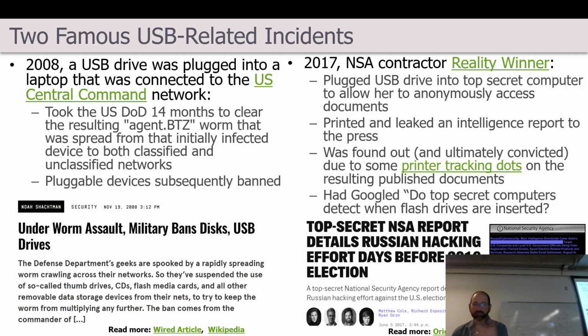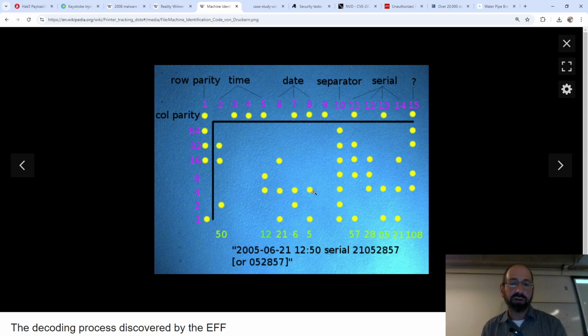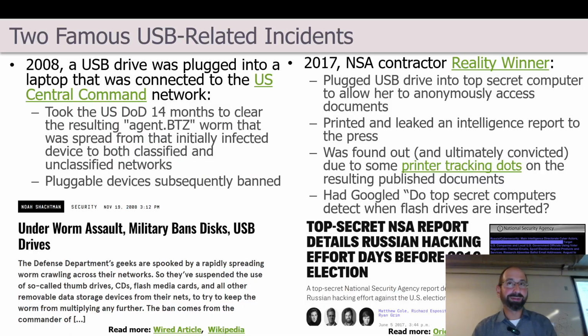And it turns out, just like there are approaches to do steganography, there are approaches to do anti-steganography as well. So once someone was aware that this would be on the printed page, there then would be methods where, as you scan it back to some other system, you can hide and modify those watermarks. But still, even when we're printing, we're not necessarily leaving entirely the cyber domain, which is an interesting takeaway. And then she also did things like Googling, do top secret computers detect when flash drives are inserted? The answer was no. That was the truth, at least as of 2017.